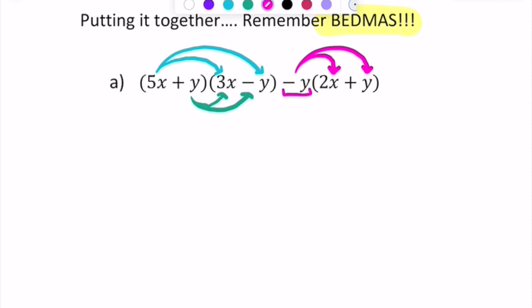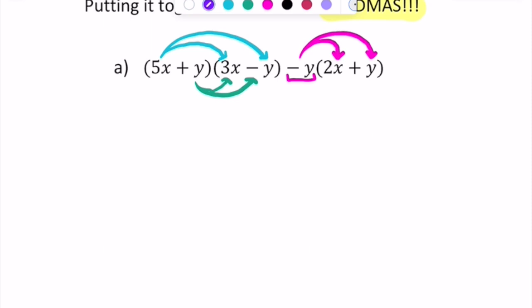Once I've done all three of those distributions, I am done distributing everything, which means all of those brackets can go away. So let's do those distributions. I'm going to start with the blue stuff. 5x times 3x: 5 times 3 is 15, x times x gives me x squared. The second blue one gives me 5x times -y, so that's going to give me a -5xy. And x times nothing, so it tags along, and y times nothing, so it tags along.